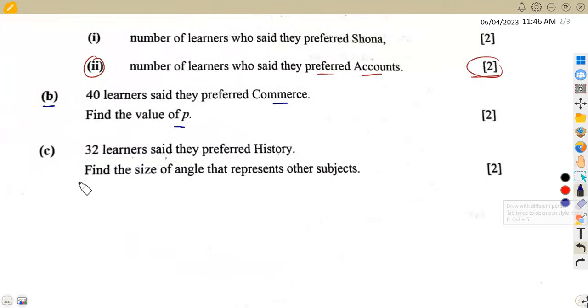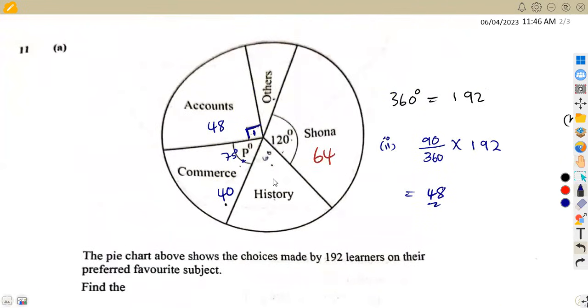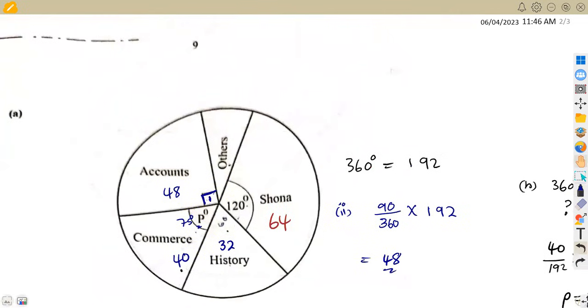Then C, we are now given 32 learners say they preferred history. Find the size of the angle that represents other subjects. All right, so if we are given 32 who prefer history, that means here we are going to put 32 in place of history. So we have got 32 here. So what you can do is calculate the angle for history, then subtract the remaining angles to find others. Or you can simply, from 192, subtract these numbers so that we know what we have for the others, right?